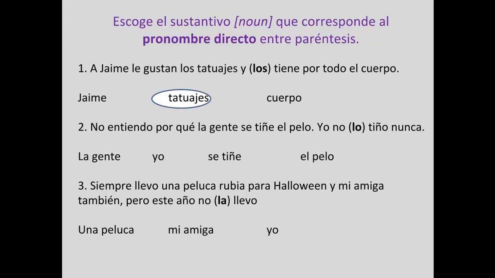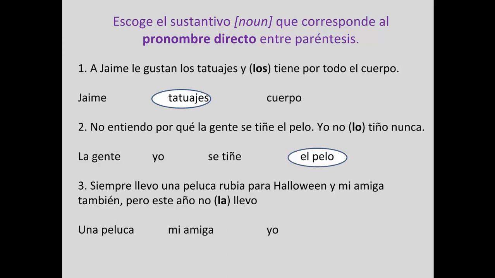In the second sentence, no entiendo por qué la gente se tiñe el pelo. Yo no lo tengo nunca. I don't understand why people dye their hair. I never dye it. What is it referring to? La gente, yo, se tiñe, or el pelo. In this situation, it's pelo.